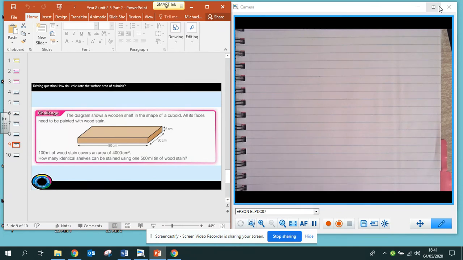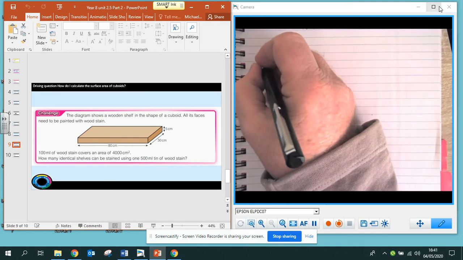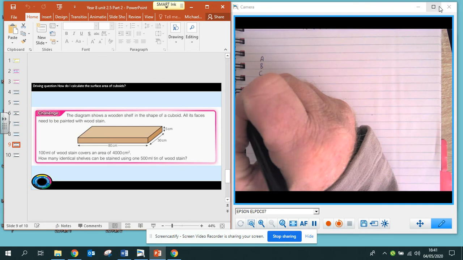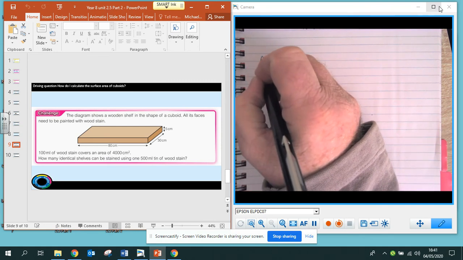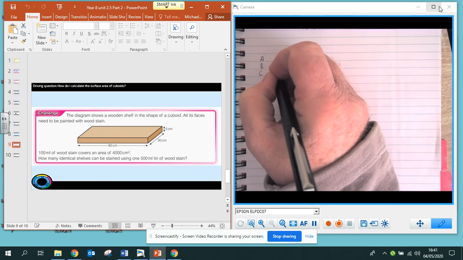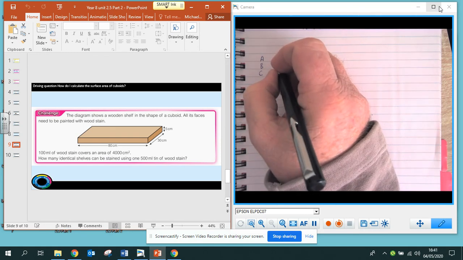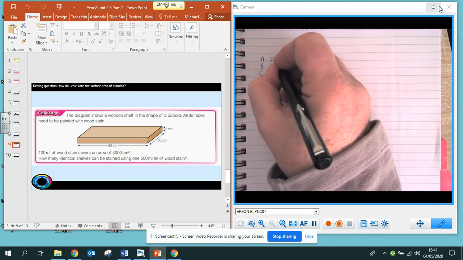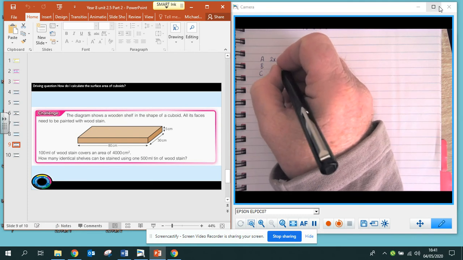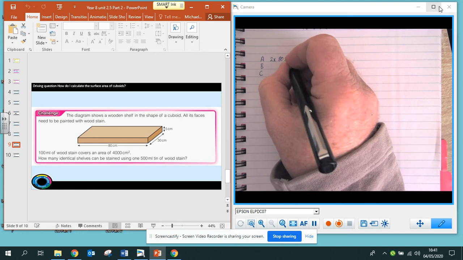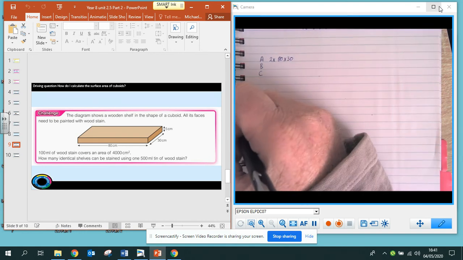Okay, so hopefully how I'm going to start this should be quite familiar now. A, B, C. The plan, in this case it says all the faces, so we're going to paint everything. So the plan of my shape, looking down on it, I'm going to have a top and a bottom, and that's going to be 80 centimeters by 30 centimeters.